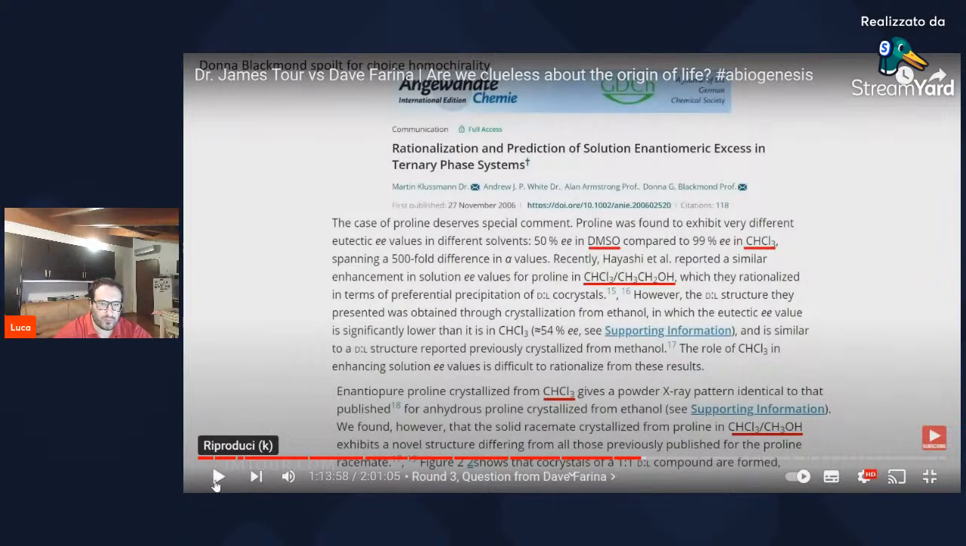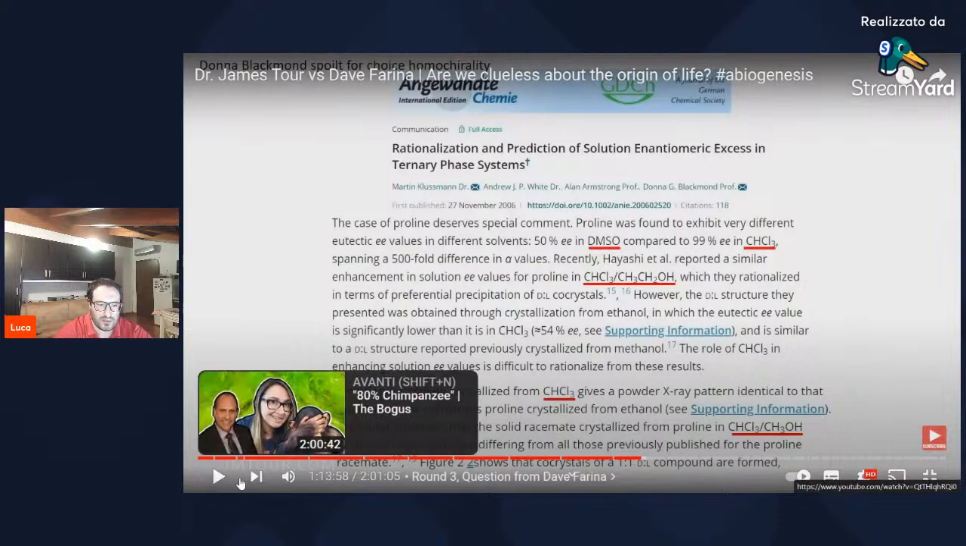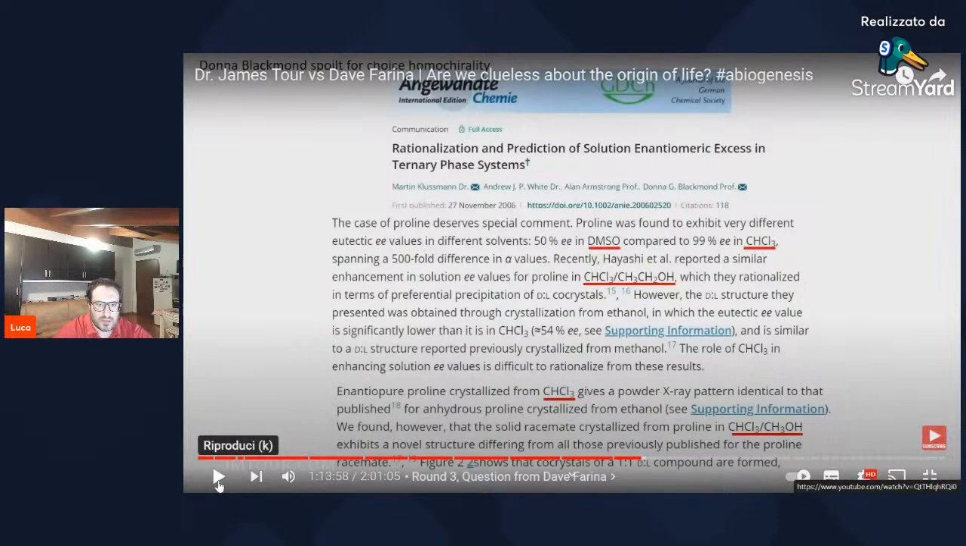I was using DMSO in my experiments back in my thesis work. We used it for quite some time. It was a solvent in my case, but I know that some people use it in a different way. So it was a solvent right there.